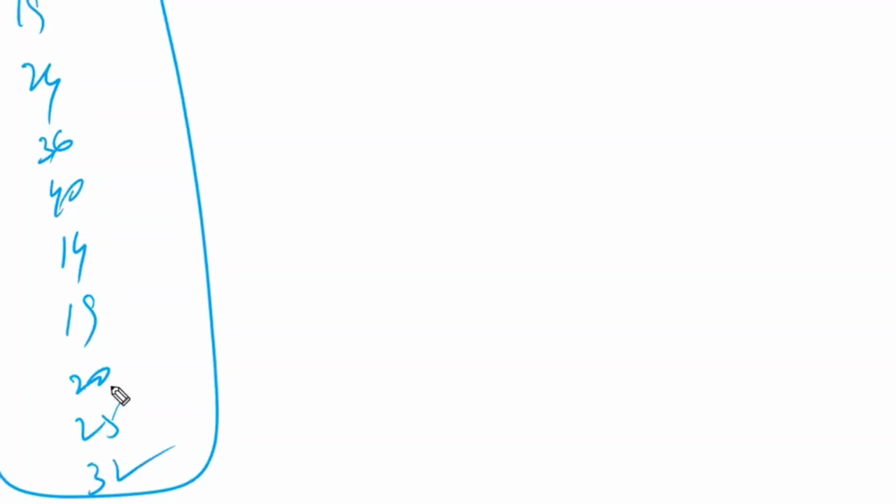For example, I have total delivery times. Assume that I am writing randomly, my choice: 19, 24, 36, 40, 14, 19, 20, 25, 32, 27. Only 10 deliveries are there, and this is the data.